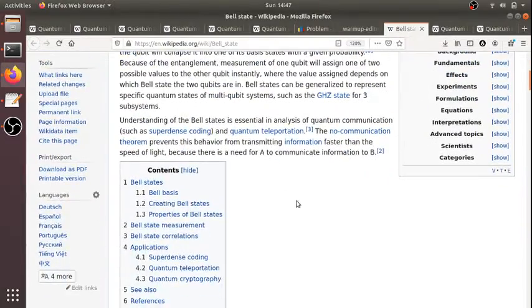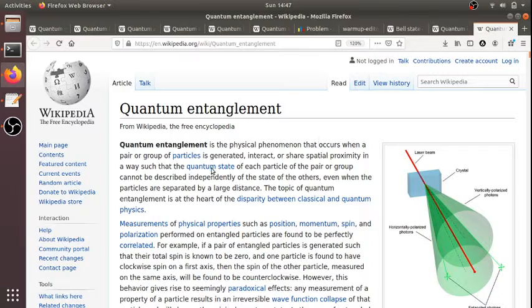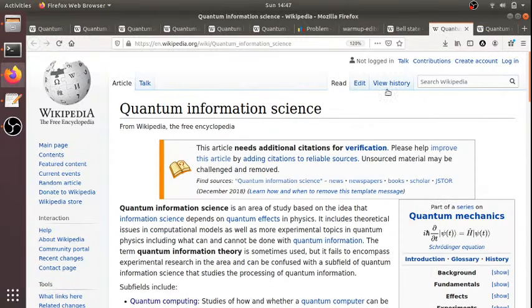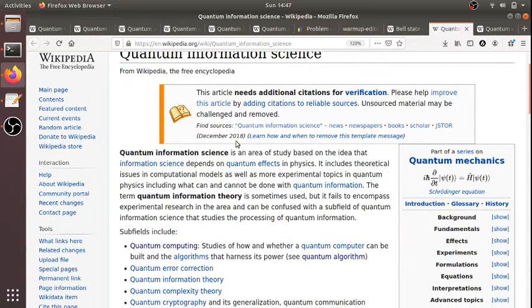It's crazy. Quantum entanglement is a physical phenomenon that occurs when a pair of groups of particles is generated or interacts to share spatial proximity in the basis of the quantum state. The pair of groups cannot be described independently, even when the particles are separated by a large distance. The topic of this is out of the brain, yo. Quantum information science is an area of study based on the idea that information science depends on quantum effects in physics. It includes theoretical issues in quantum computation.